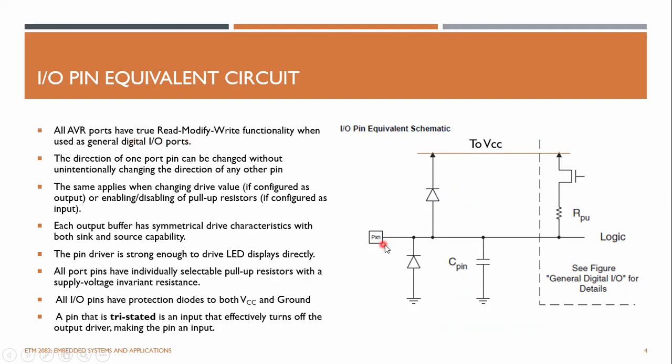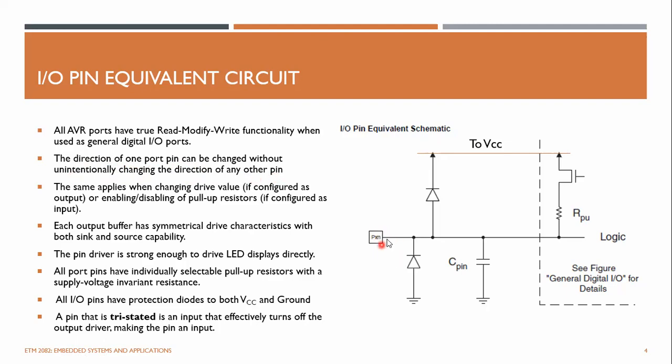So any pin, any port has a read, modify, write functionality when used as a general digital input and output. So you can configure it to read the data, and sometimes you can configure it to read data or write data to these pins. The direction of one port pin can be changed without unintentionally changing the direction of any other pin.